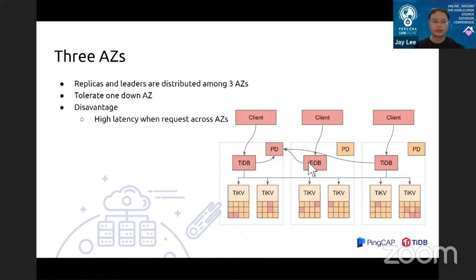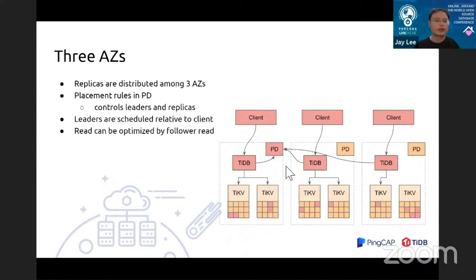And write performance can also suffer if the leader of the region the TiDB server requested is not in the same AC as the TiDB server, because the TiDB server has to send the request across ACs. This can be optimized by adding placement rules in PD. Placement rules can require PD to schedule replicas and leaders to the specified ACs and nodes.